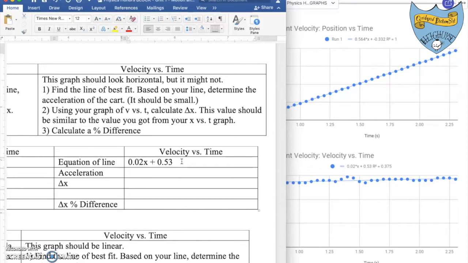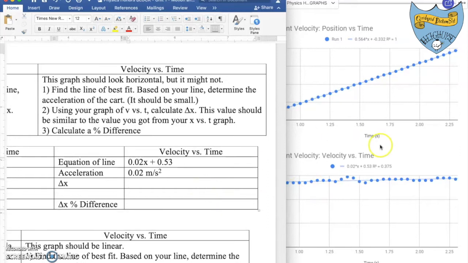Acceleration is the derivative of velocity. Derivative is a slope. The slope of this, quote, line, it's pretty flat, but it's a line, is 0.02 meters per second squared. Fine, those were straightforward. All right, this next one, getting the displacement, is definitely the most complicated bit.